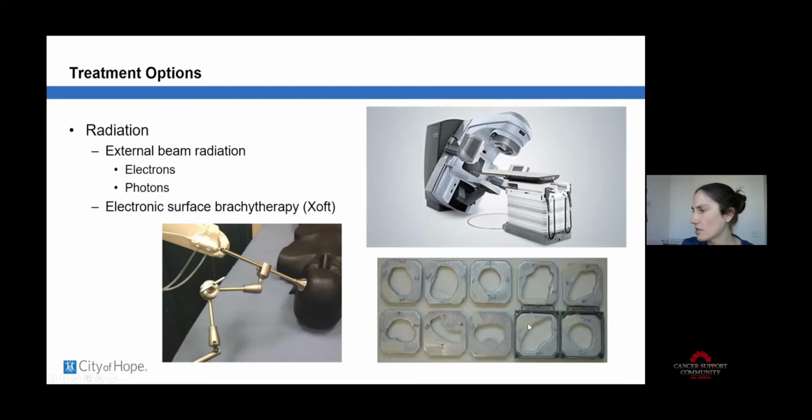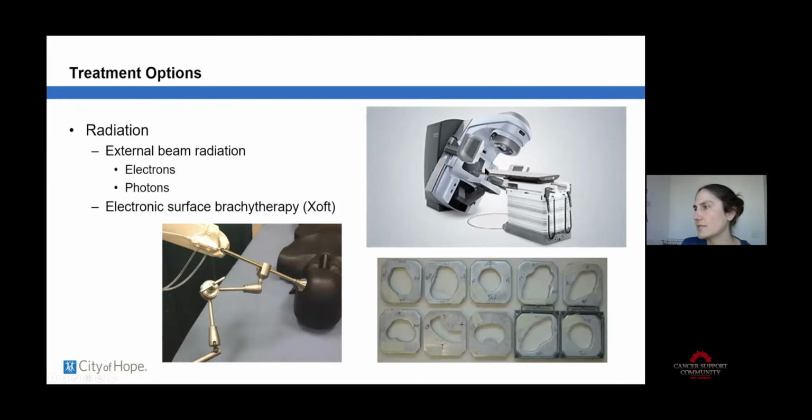And the picture on the bottom right here, these are just different what we call electron cutouts. So when we're planning radiation to a spot on the skin, we draw out that spot on the skin and then a little bit of margin around it, and we design a radiation field that just treats that little area. And then electrons are delivered by this machine that's up in the top right. It's called the linear accelerator.